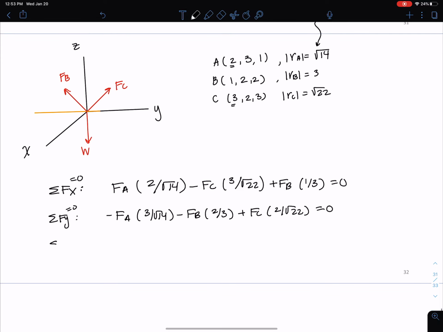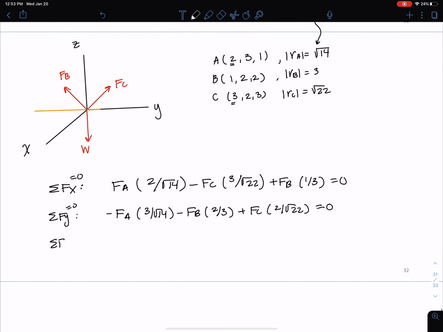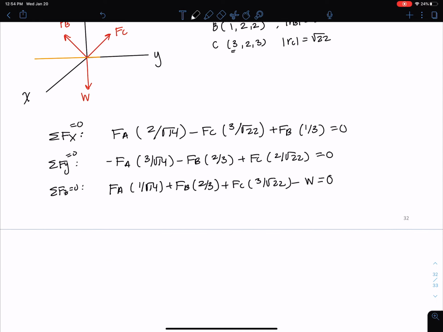And then our last equation, sum of Fz equals 0. We have FA times 1 over root 14 plus FB times 2 over 3 plus FC times 3 over root 22. And then don't forget minus W. Okay. So now what I'm going to do, actually, I'm going to change this W and put in mass. I'm going to write this in red so we all know what's happening. I'm going to write this as mg, right? Because W is equal to mg.